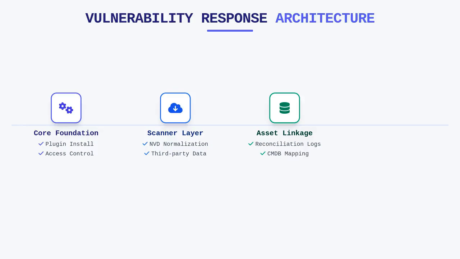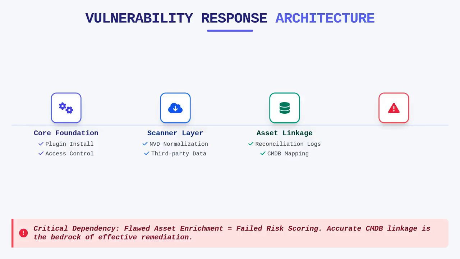We discussed how CMDB linking serves as the bedrock for all subsequent risk prioritization, ensuring that when you calculate risk, you do so against accurate, enriched asset data rather than orphaned hardware or software records. If the asset enrichment is flawed, the risk scoring, which we explored via vulnerability risk calculators and business-specific impact assessments, will fundamentally fail to provide the context needed for effective remediation.